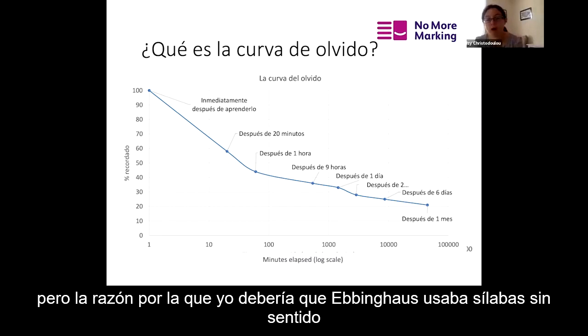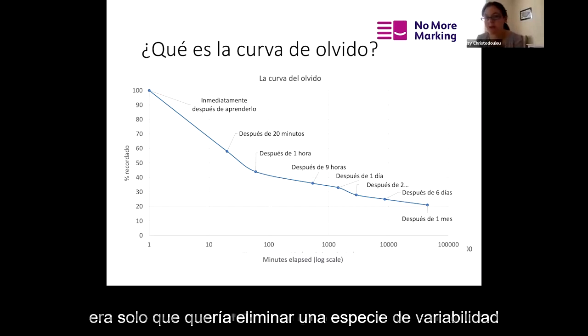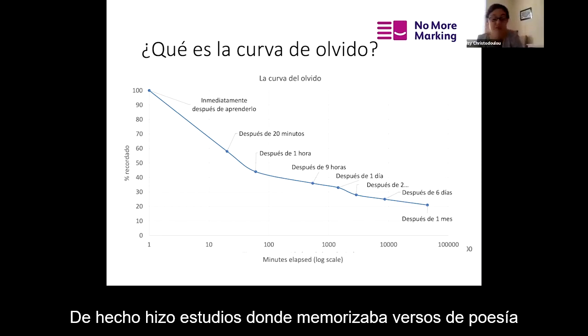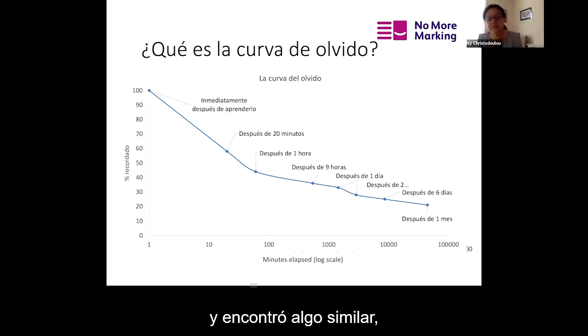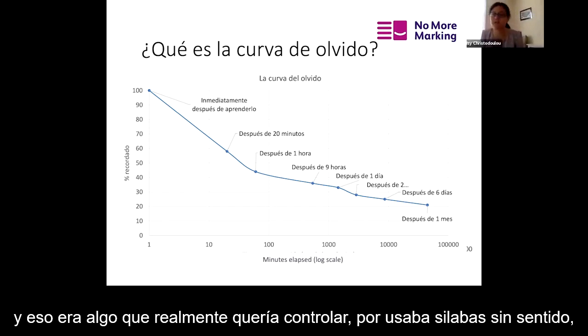But the reason why, I should say, Ebbinghaus was trying to do nonsense syllables is not because he felt that nonsense syllables was something we should all be learning. It was just he wanted to eliminate the variability of when you're memorizing other things. And he actually did do studies where he was memorizing verses from poetry. And he did find something similar, but he did find that some verses of poetry were easier to remember than others. And that was a variable he wanted to control for. So that's why he did the nonsense syllables.